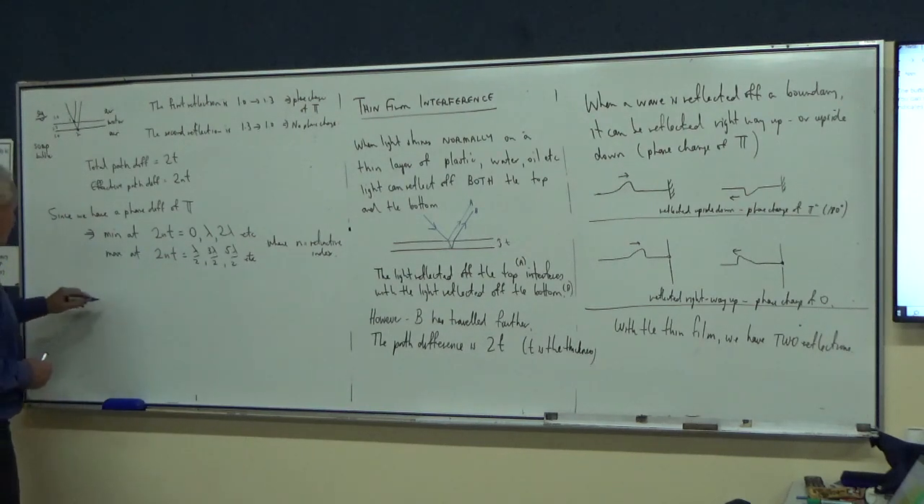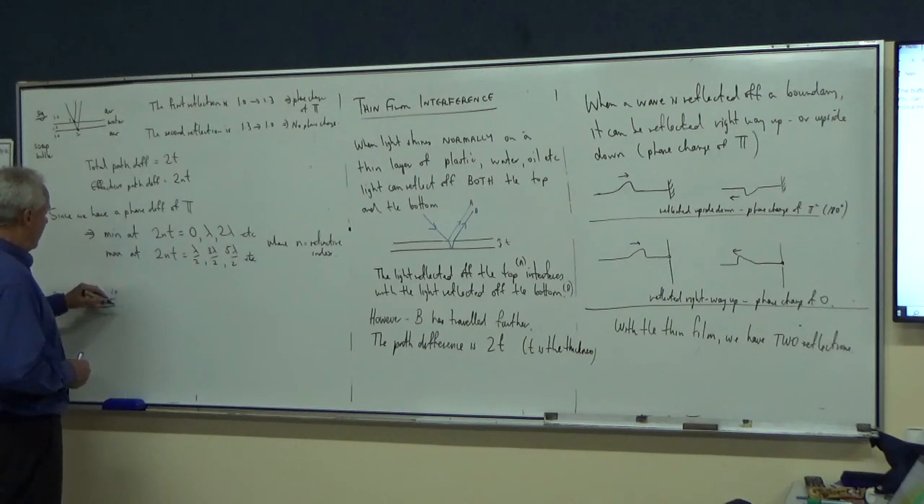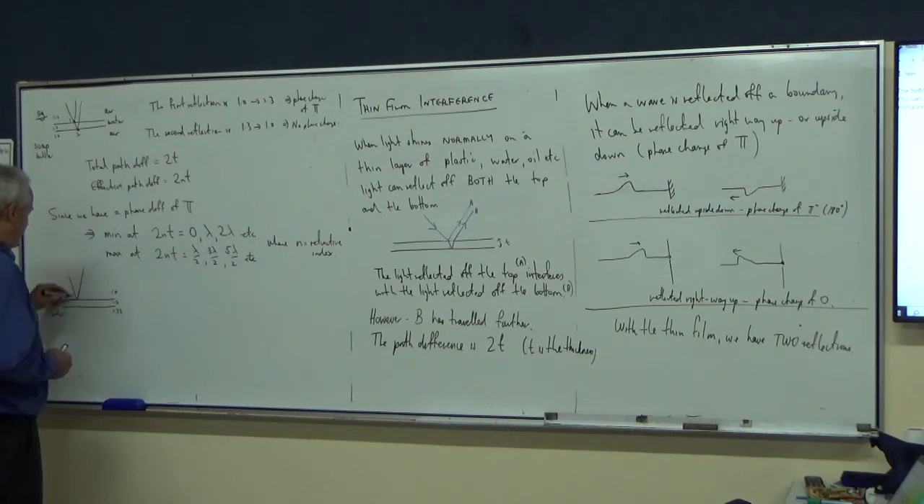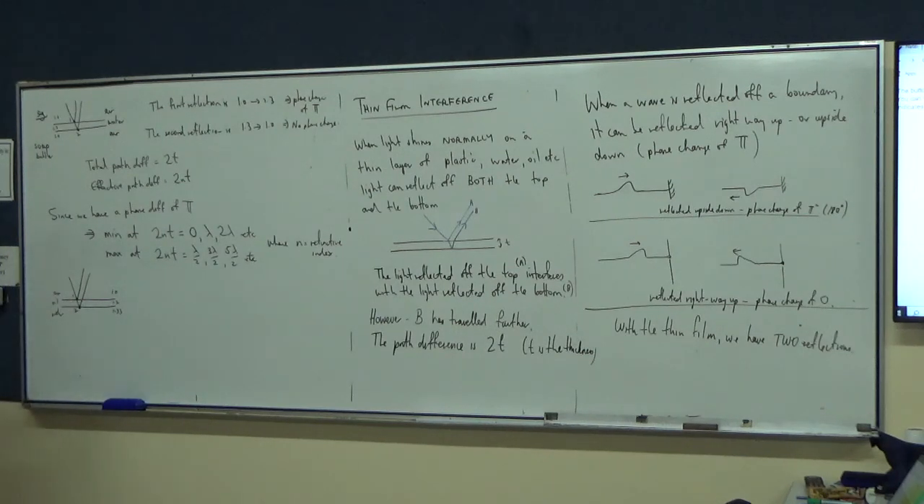But if we have, let's have, say, air, oil, and water, let's go 1.0, 1.2, and 1.33. Alright? So there's reflection 1, there's reflection 2.